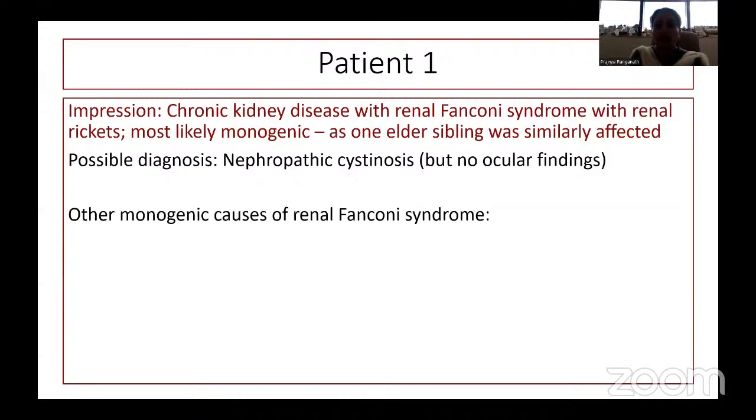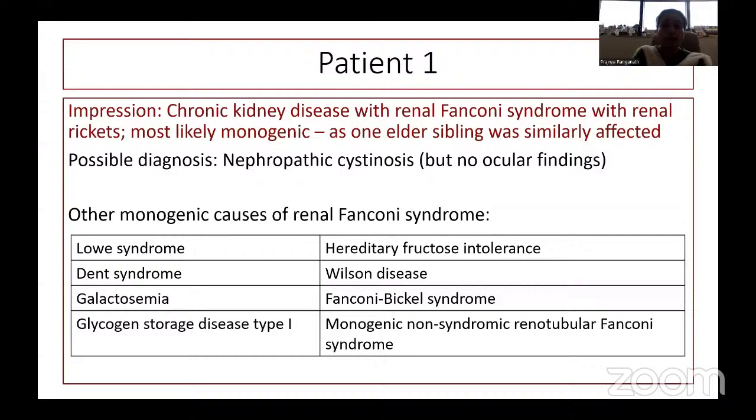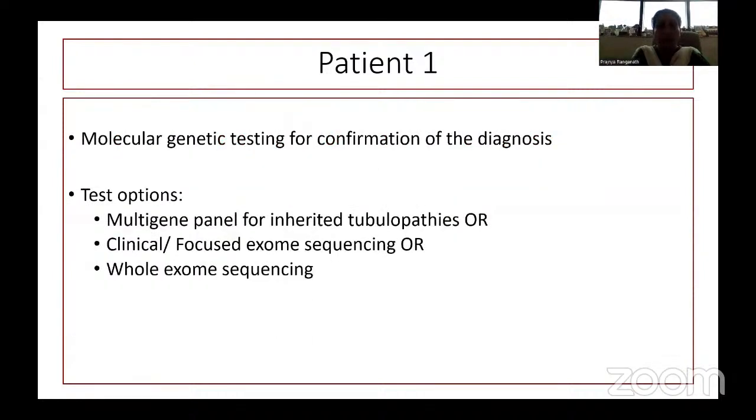Other monogenic causes of renal Fanconi syndrome include Lowe syndrome, Dent disease, galactosemia, glycogen storage disease type 1, hereditary fructose intolerance, Wilson disease, and Fanconi-Bickel syndrome. The child did not really have features corresponding to any of these other syndromes. But then we also know that there are some monogenic non-syndromic renotubular Fanconi syndromes also, so it could even be one of them. So molecular genetic testing for confirmation of the diagnosis is definitely recommended here, and that was what was done.